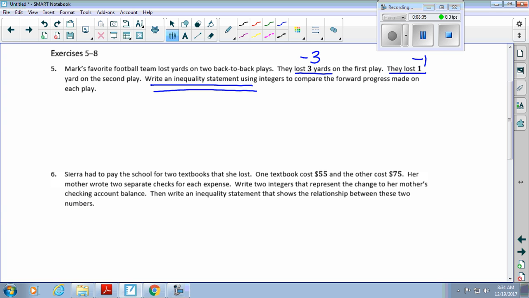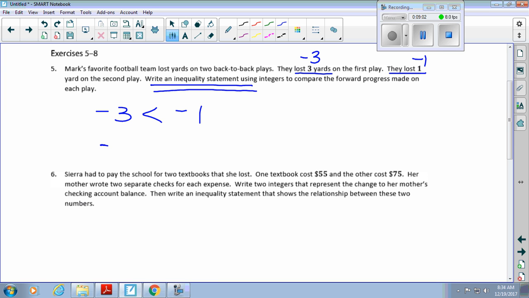All right, we're writing an inequality statement, meaning we need less than, greater than stuff going on. So let's put negative 3 down and negative 1 and compare the two. Is negative 3 greater than or less than negative 1? Raise your hand if you think greater than. Raise your hand if you think less than. All right, all the hands went up. Very good. So negative 3 is less than negative 1.